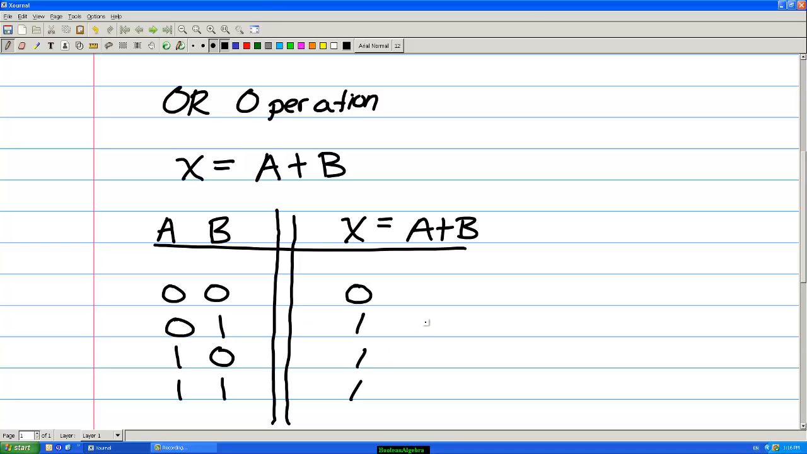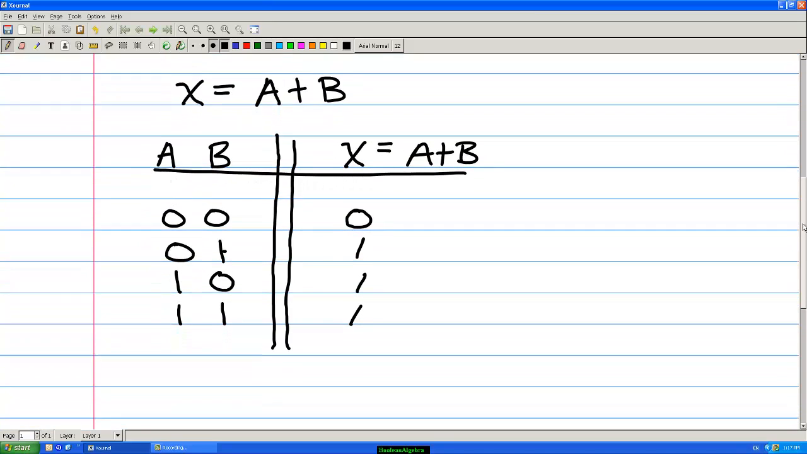Now this table is called a truth table, and it's a term borrowed from mathematical logic where they use true and false instead of 0 and 1. So when we use OR addition or the OR operation, these are the rules. X will equal 0 only when A and B are equal to 0. All other cases, when either A or B are 1 or both are 1, the output X will equal 1.